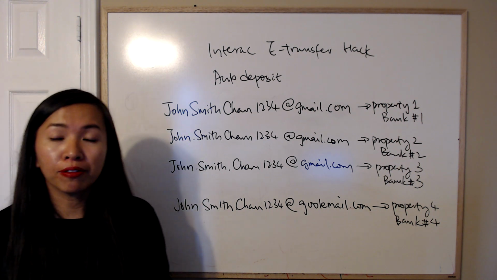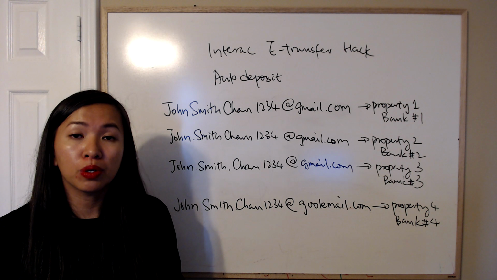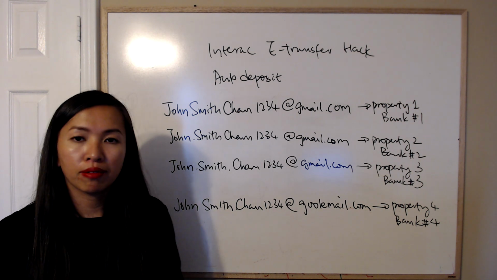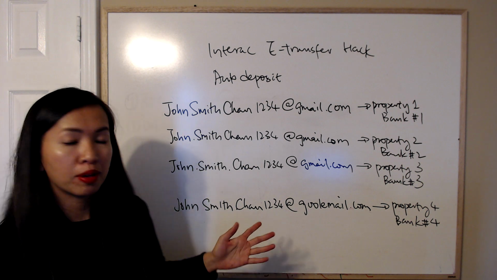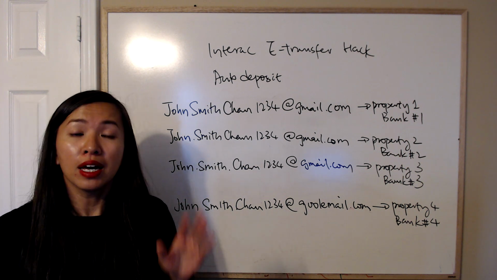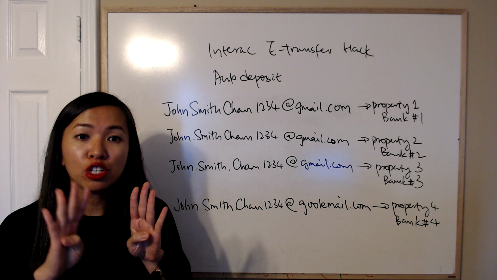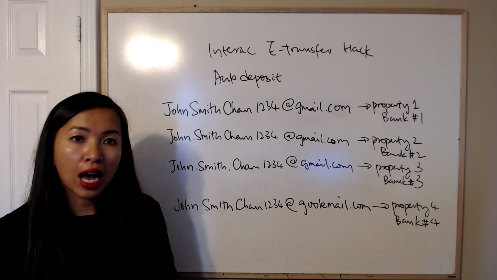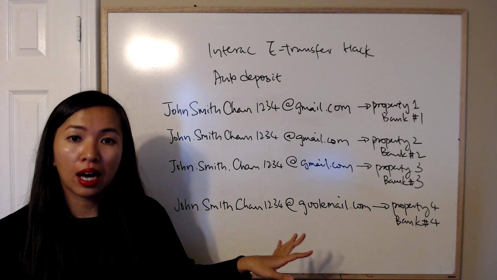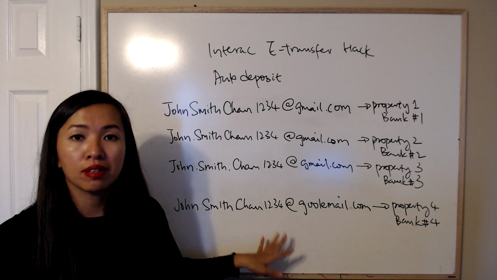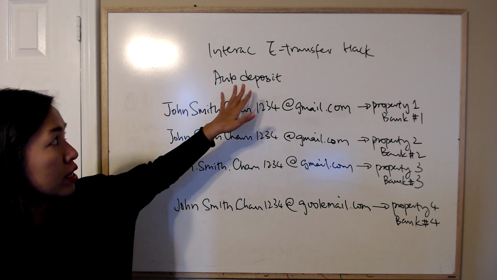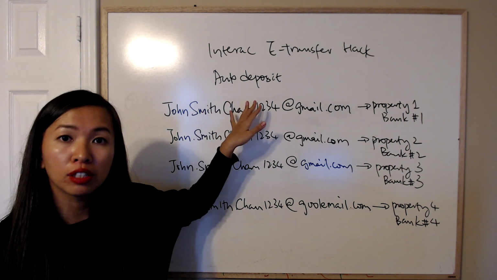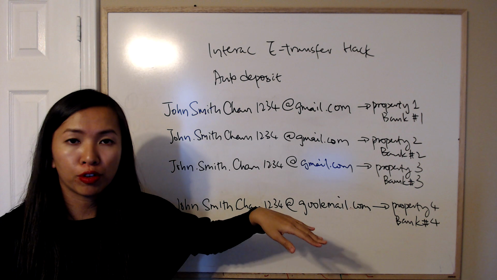Now, if you are a Google Mail or Gmail user, this is for you. Let's say you have a handful of properties, in my example here I use 4 properties, and 4 bank accounts, each designated for an individual property. This is how this whole Gmail Interac e-transfer auto deposit function can help you. Interac e-transfer has something called auto deposit available free of charge.